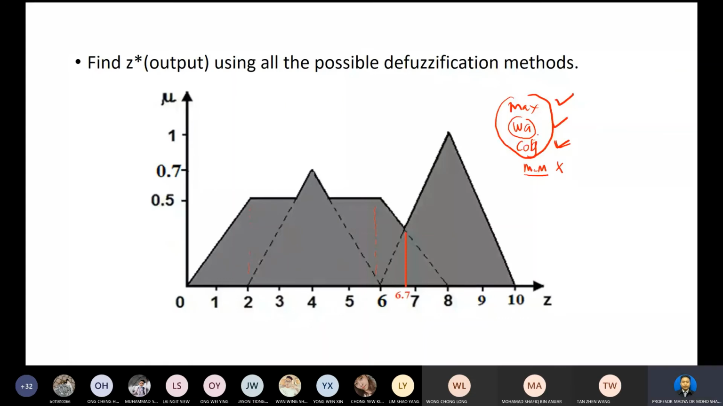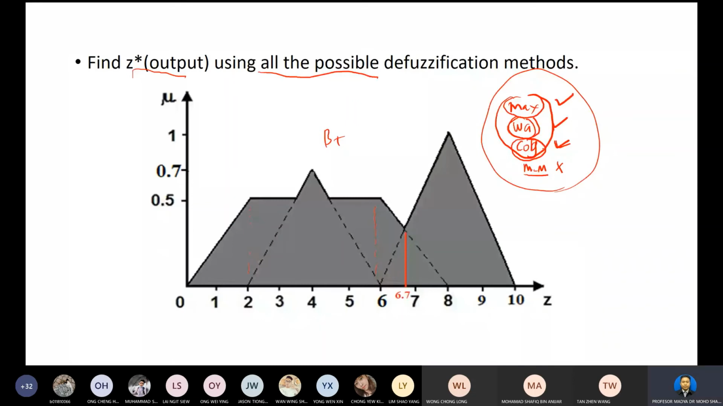To solve this one, the technique is to solve the simple one first. If you get this question, you have to solve the simple one. Which one is the simple? The simple one is the max, then weighted average, then the last one is the center of gravity. Make sure, if you want to get the z output, solve the simple one, because the question will be all possible defuzzification methods. So we have 4 techniques. Which ones are possible? For this case, we can use the max, the weighted average, and the center of gravity.